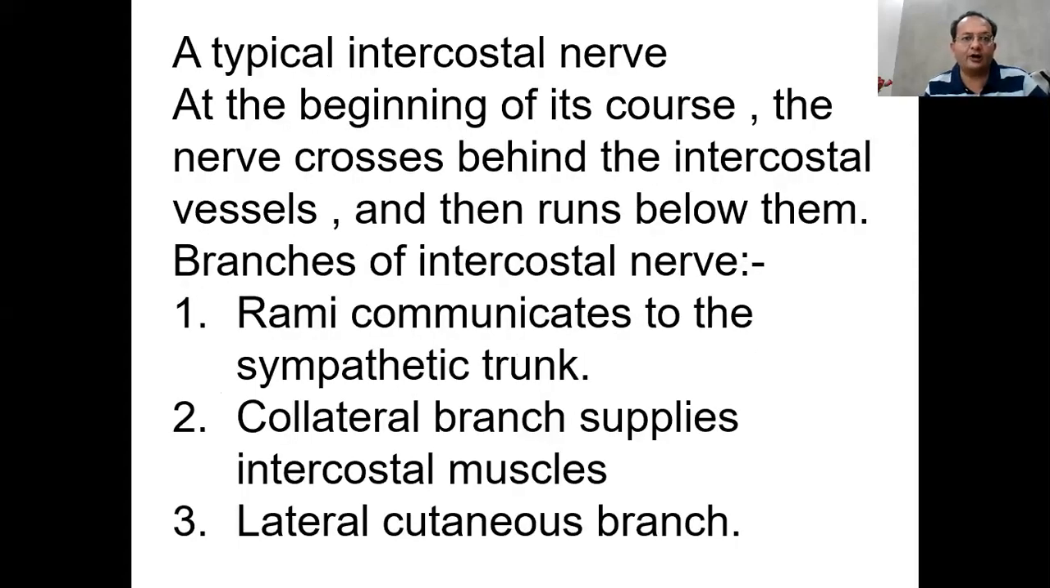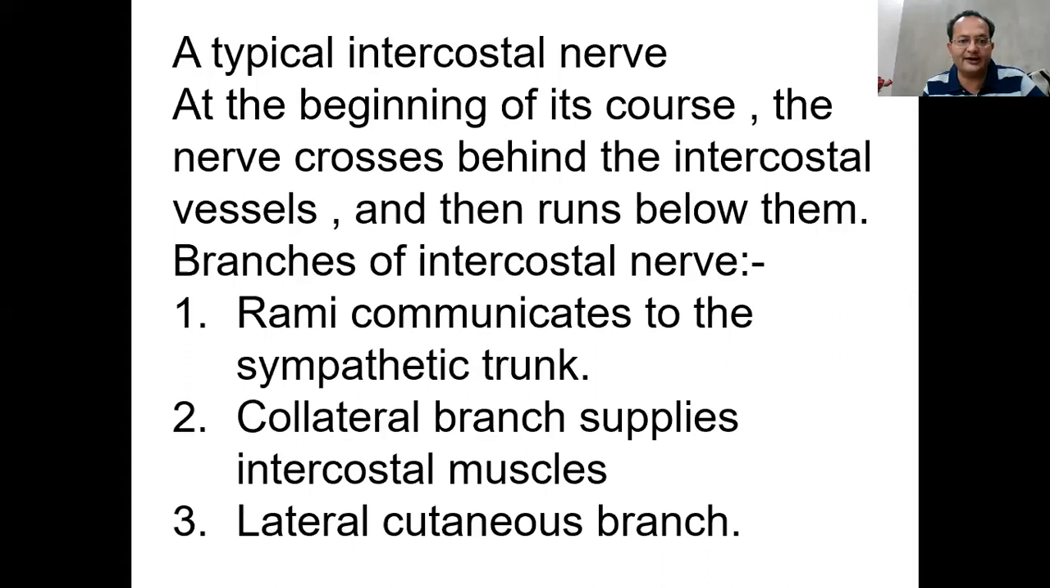A typical intercostal nerve, at the beginning of its course, crosses behind the intercostal vessels, intercostal artery and intercostal vein, and then runs below them. Branches of the intercostal nerve: rami communicantes to the sympathetic trunk, white rami to the sympathetic ganglion, and gray rami from the sympathetic ganglion to the ventral ramus or anterior primary ramus.